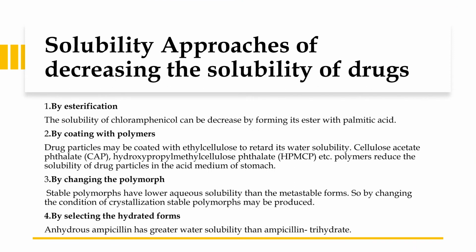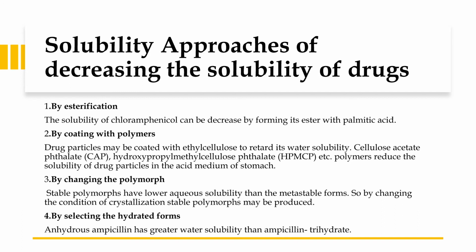Now let us try to understand the approaches which are used for decreasing the solubility of any drug substance. That can be done by esterification methods. The solubility of chloramphenicol can be decreased by forming its ester with palmitic acid or by coating it with polymers. Nowadays, polymer science is altogether a different perspective. Polymers are widely used in formulation development. So drug particles can be coated with ethyl cellulose, which actually retards water solubility.